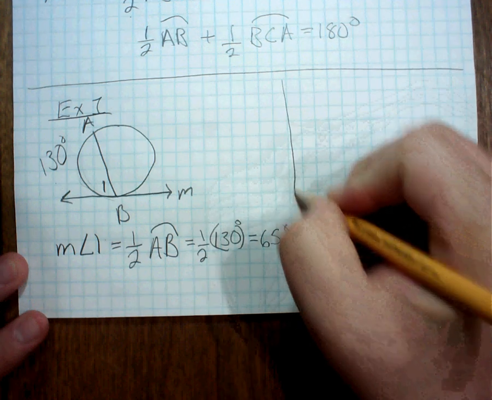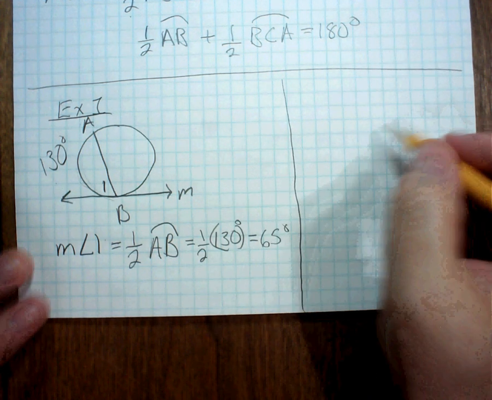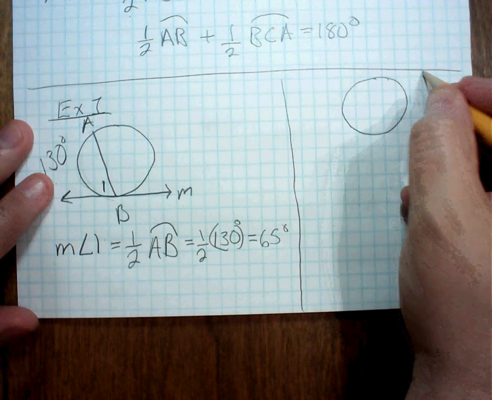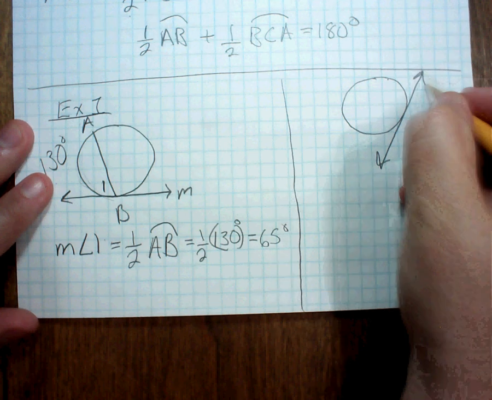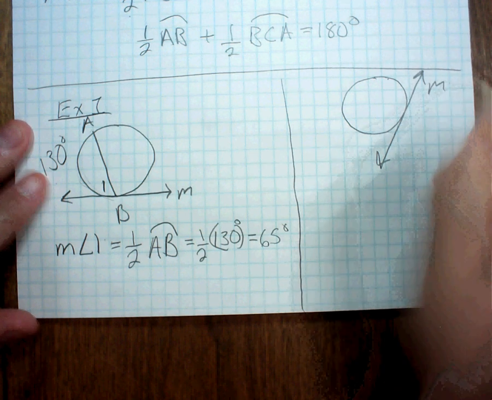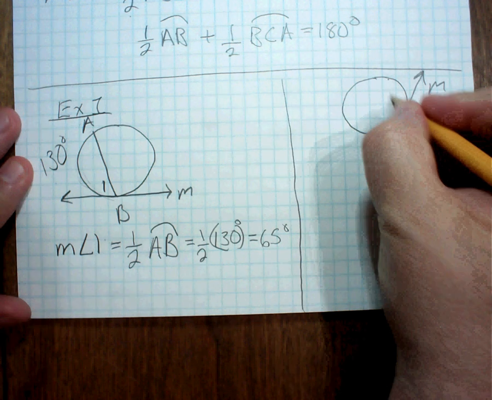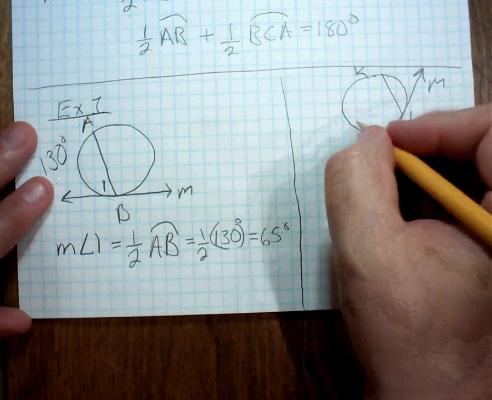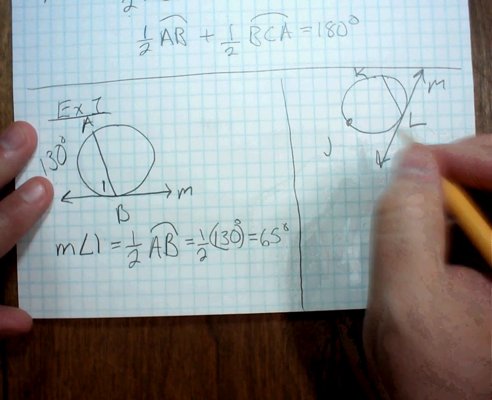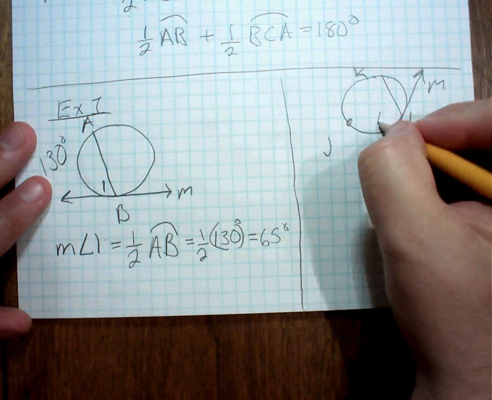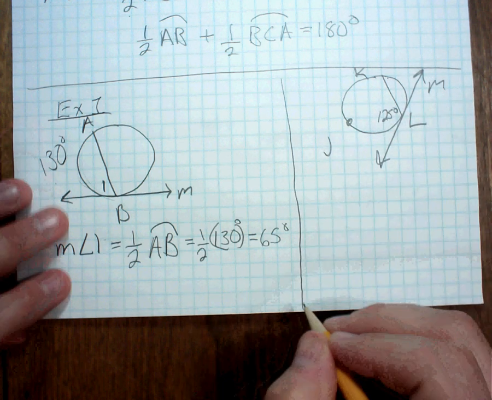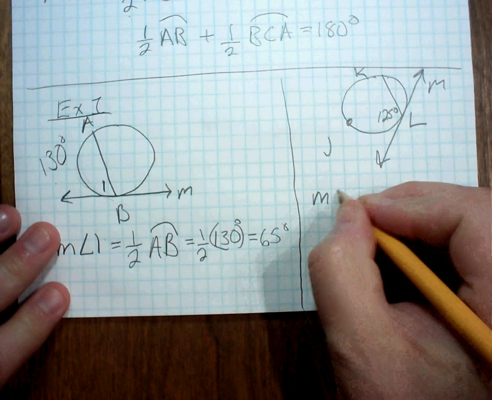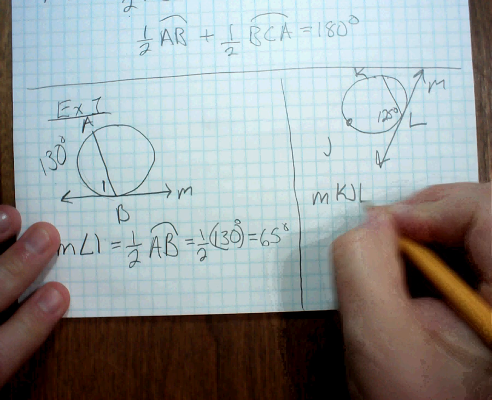And then a second part to example number 1, we have another perfectly drawn circle. And this time we have a tangent line that comes through here. And that's the tangent line M again. And then we have this point here, L, and we have K. And then we have another point out here, we call that J. And we're told that this angle inside here is 125. So then we're asked to find what is KJL, the arc of KJL.